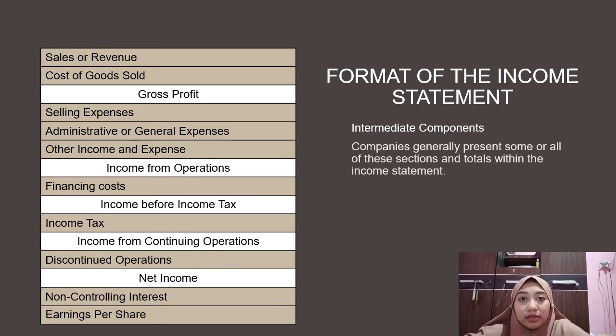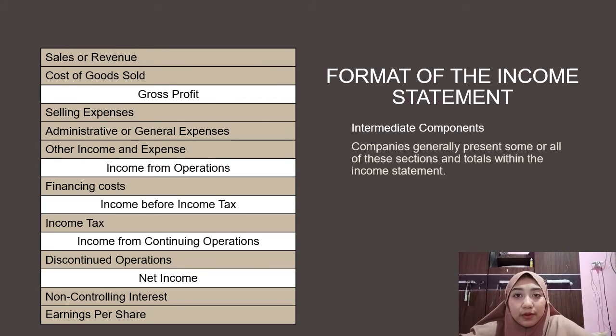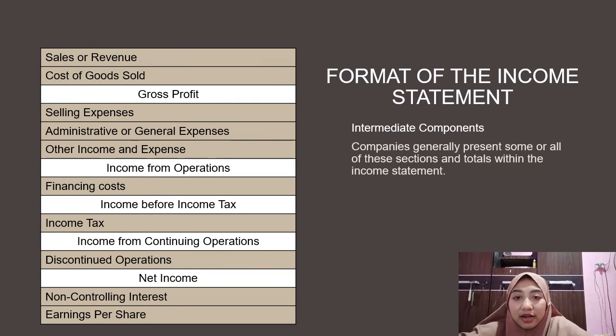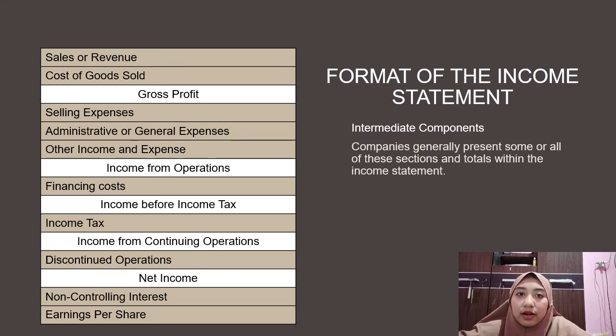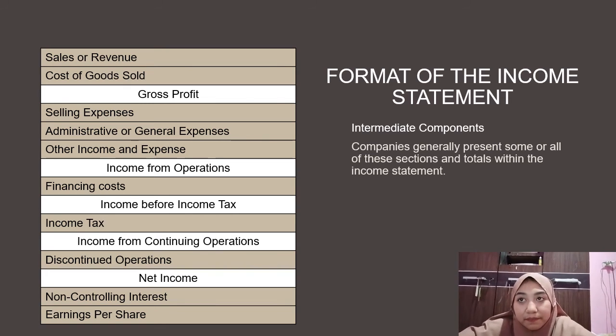Format of the income statement. Intermediate components. Companies generally present some or all of the sections and totals within the income statement, which can be seen in the table next to this.